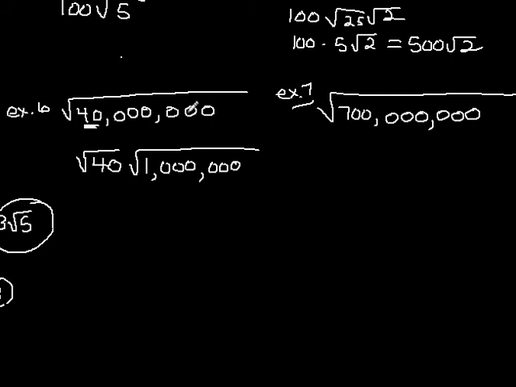So if it's an odd number of zeros, one of the zeros has to come with the first number. So we can figure out the square root of a million. Remember, it's half the number of zeros, so it's going to be 1,000.